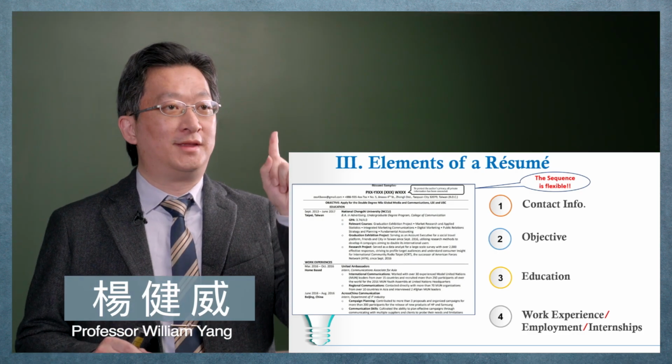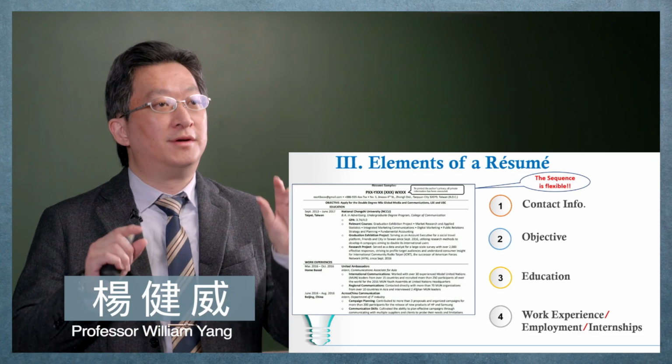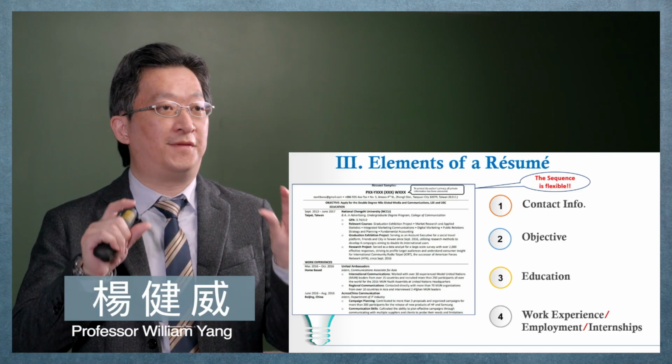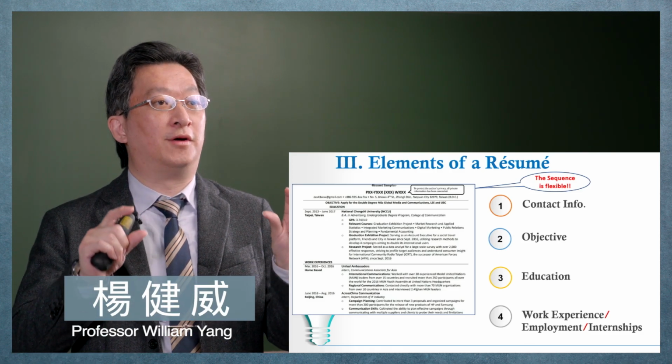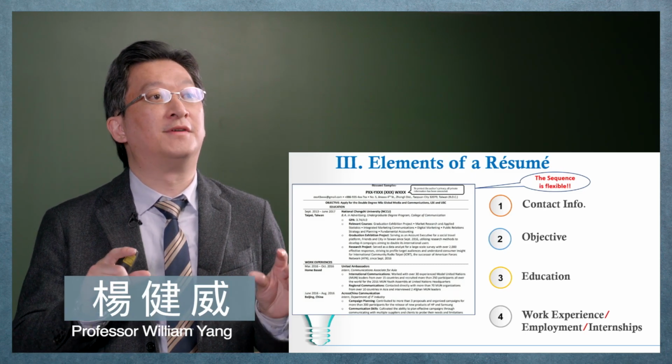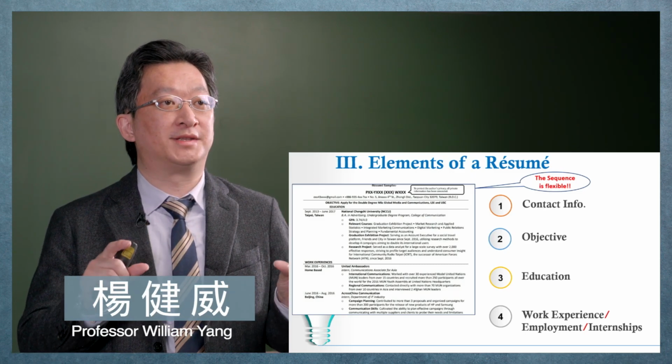Let's start with the first one, contact information. So in number 1, you want to include your full name in English, your official email, and also your current or permanent address. Because some positions can be geographically sensitive, it's important for the readers to know where you're based.